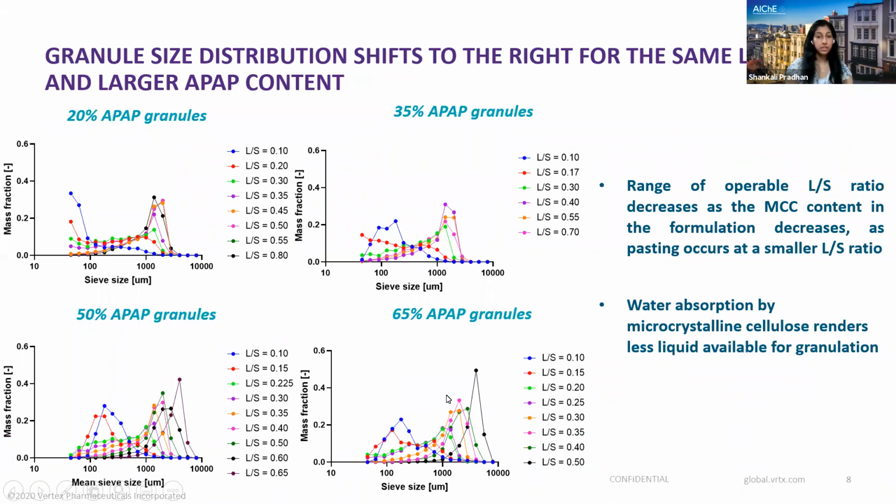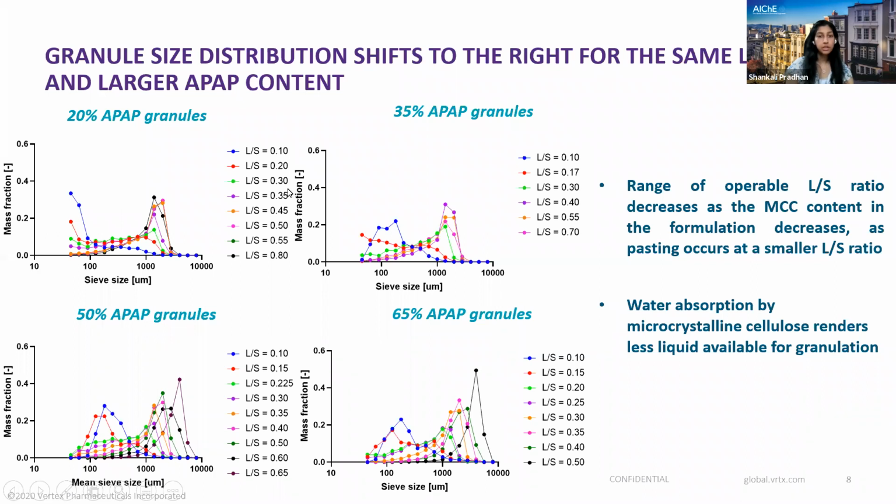This is how the granule size distribution of these formulations looks. On top, we have high MCC containing formulations, and on the bottom, we have low MCC containing formulations. We can see that for the same liquid to solid ratio, the low MCC formulations give much larger granule sizes compared to the high MCC formulations. We can also see a difference in the growth behavior of these granules.